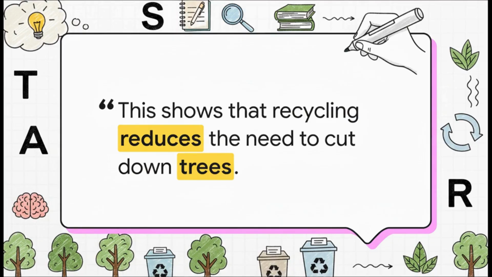You'd say, okay class, for S, I'm going to set up my answer. It is important to recycle. For T, I need my evidence. For example, recycling 1 ton of paper. For A, I analyze it. This shows that. And for R, I restate my point. That's why recycling is. It makes the whole thinking process visible.